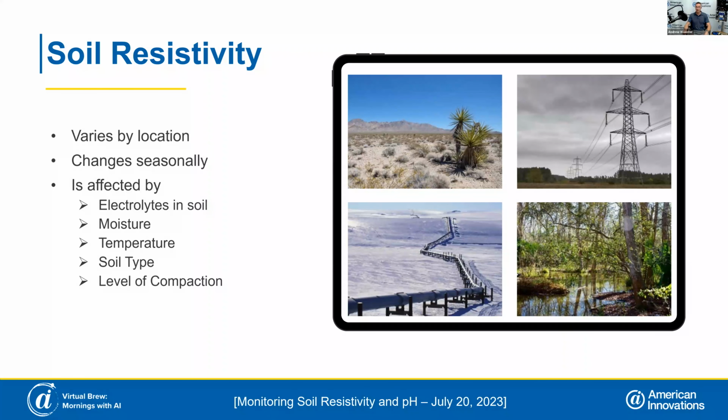Temperature, because if your soil is frozen, it's going to be in more opposition to the flow of electrons. The soil type and the level of compaction. If you have a lot of rocks, as opposed to sand or other more compact soil, that's going to affect your soil resistivity as well. The more compaction, the lower the resistivity, because all of those rocks and atoms are going to be in closer contact with one another to allow for that electricity to flow easier.